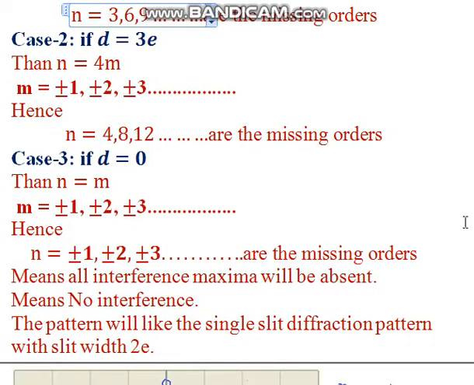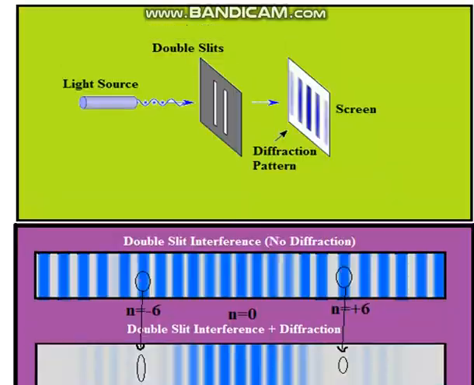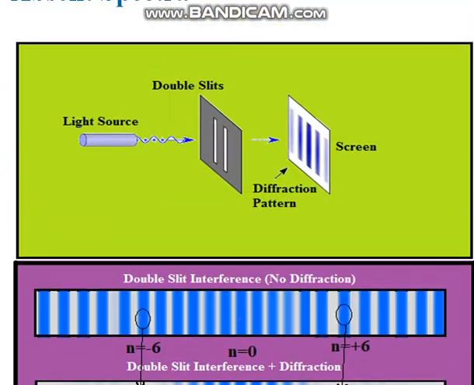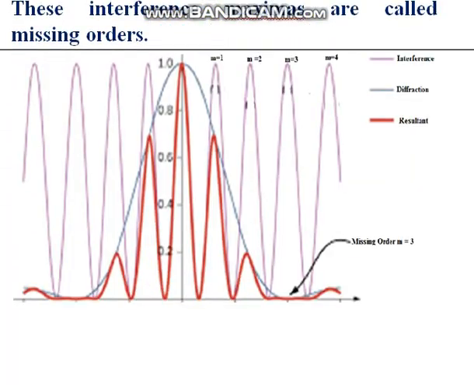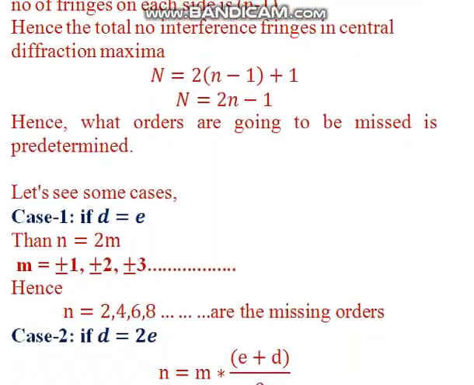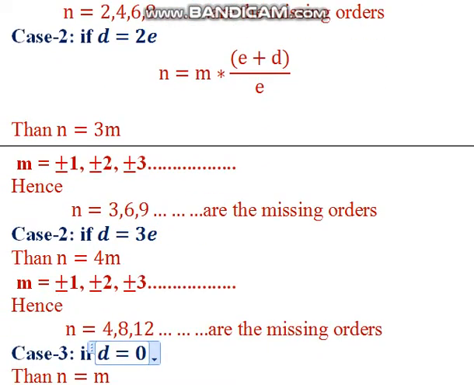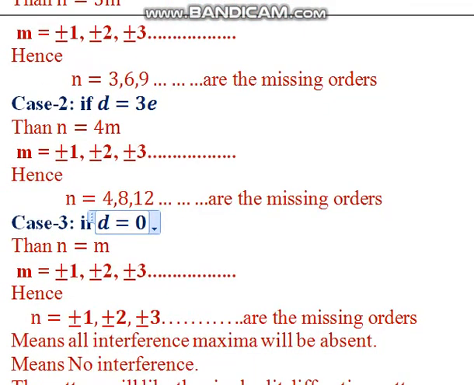And let's see a very special case, if d is equal to 0. d is the slit separation. What will happen if d is equal to 0? Let's see here. Sorry, the figure is not present. d is the slit separation. If d is equal to 0, then there is a single slit. If the separation is removed, then the experiment will work as a single slit.